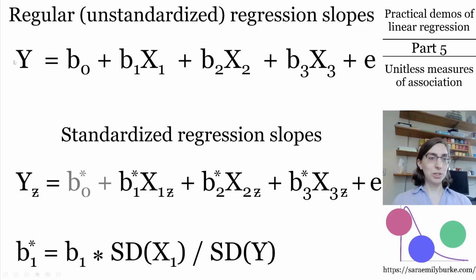with these values in their original units, and I multiplied it by the standard deviation of its predictor, the standard deviation of x1, and then divided it by the standard deviation of the response variable y. So this is often a faster way to get the standardized slope.